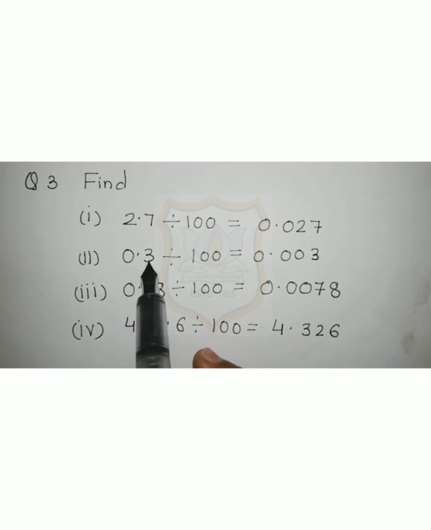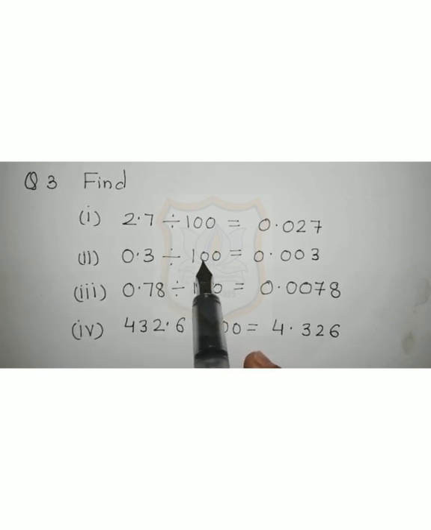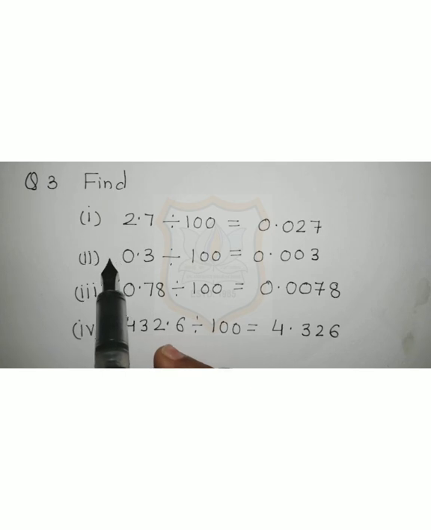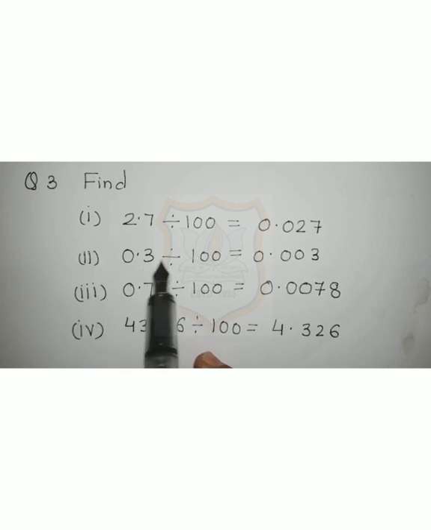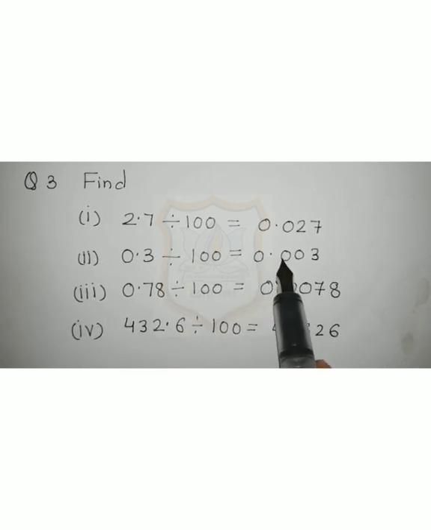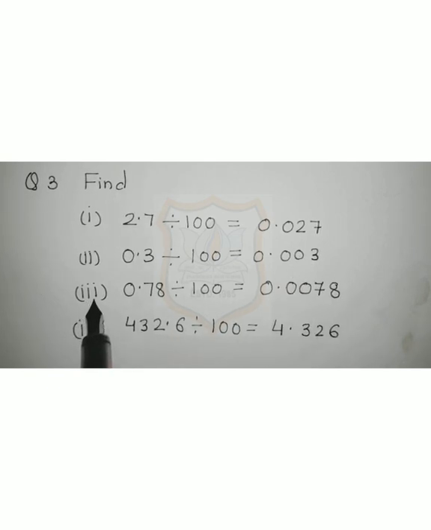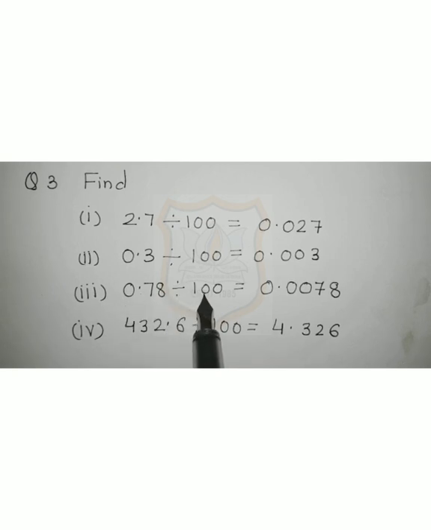Second part of question number 3 is 0.3 divided by 100. Again, in 0.3, the decimal is after one digit, that is after 3. And in 100, there are 2 zeros. So this decimal will move 2 digits towards the left of 0. So our answer will be 0.003.